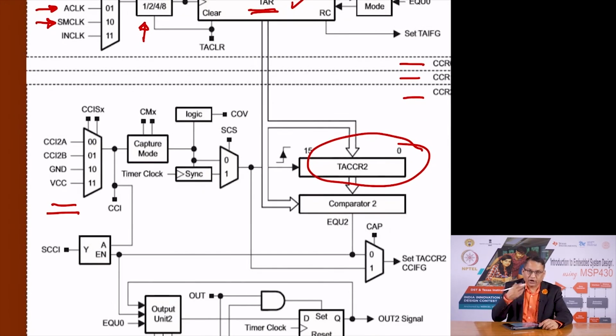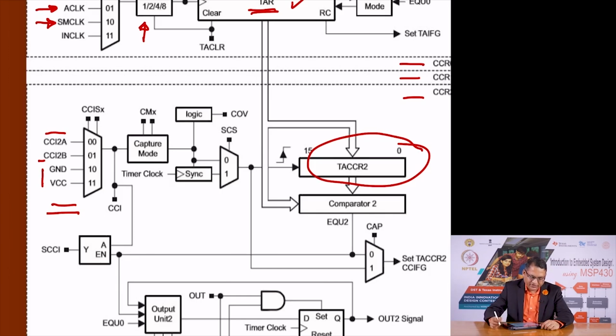And what event would capture it? You could have a pin called CCI2A or 2B for the capture compare register 2. Similarly, you would have pins for CCR1 and CCR0. And you also have this.